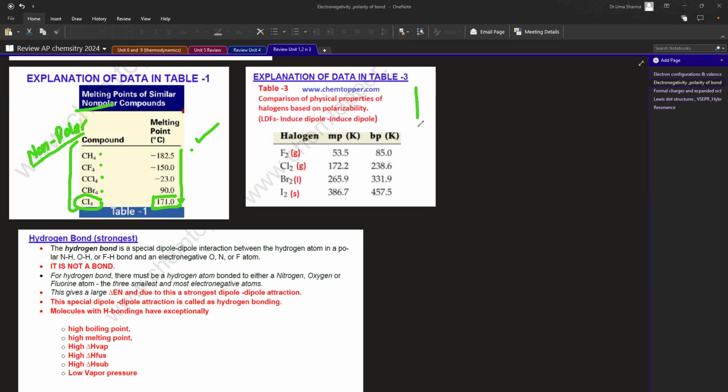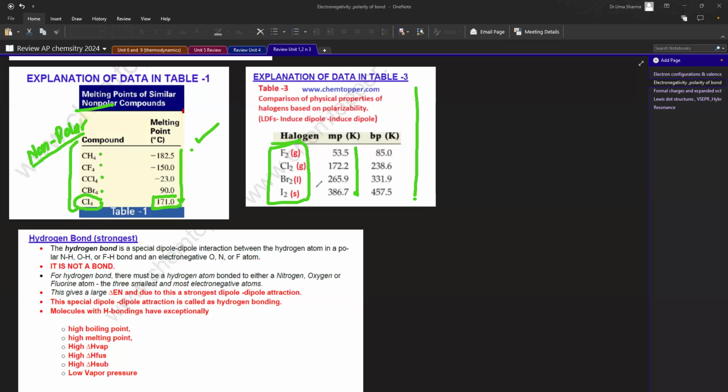What about this one? Answer this. What are these molecules? Polar or non-polar? F2, Cl2, Br2, non-polar. So what is happening to the melting point? Once you decide non-polar, then think about the type of attractive forces. Attractive forces are LDF. So what is happening?